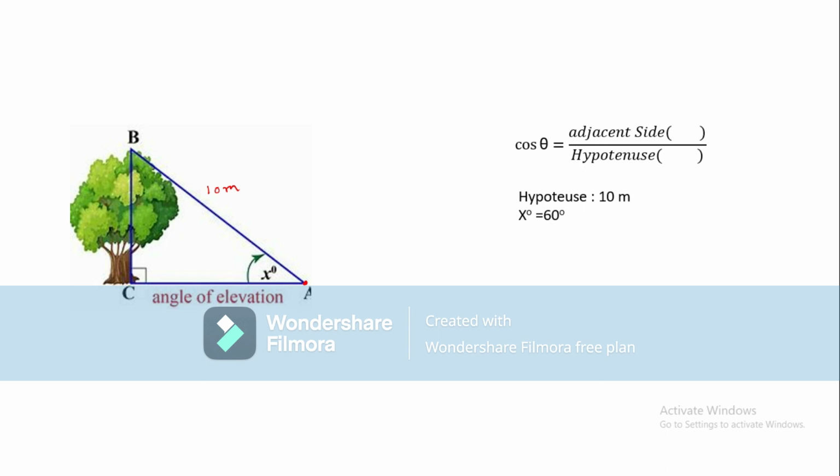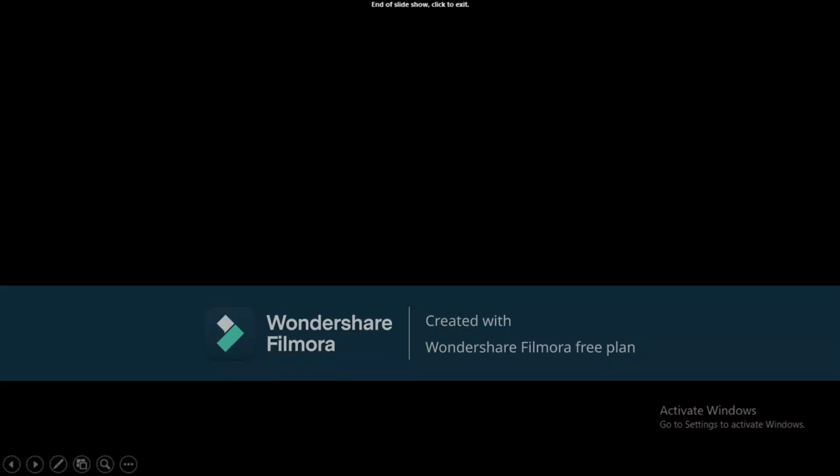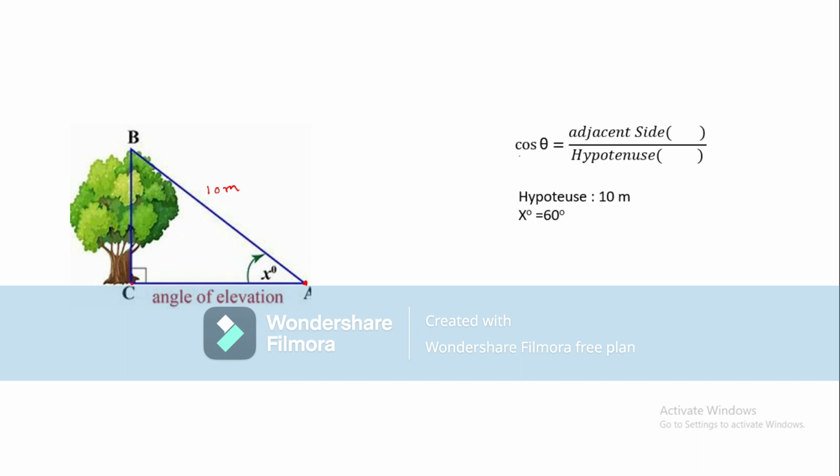Now if we want to calculate the distance between the bottom of the ladder and the bottom of the tree, which is the base distance, we can use cos theta. So over here the angle is 60 degrees and the hypotenuse is 10 meters. The value of cos theta over here is the adjacent side, which is AC, over the hypotenuse, which is AB. So we know that the value of AB is 10 meters.